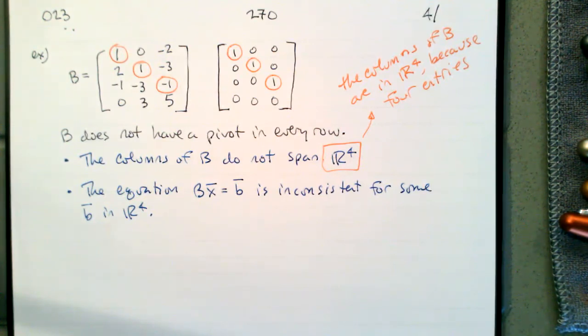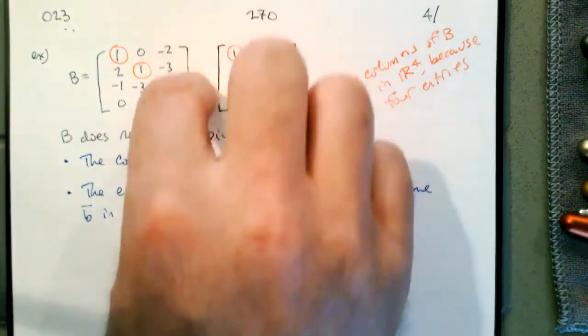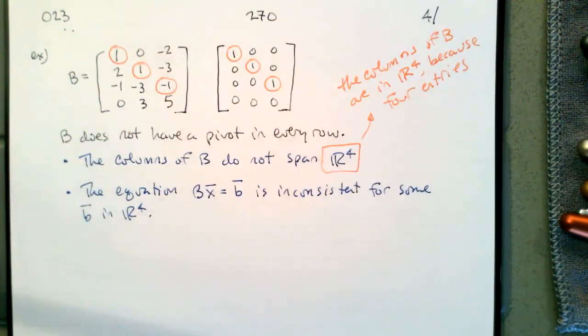So some of the b in R4 are combinations of the vectors in the matrix, the columns of B, but not all of them. Any questions? So it's possible to construct an augmented matrix that has a pivot in the rightmost column, but not necessary. It could be that for some choices of b in R4, we do not get a pivot in the rightmost column.